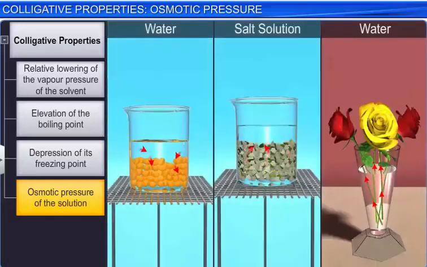All these processes have one thing in common. There was a flow of water molecules either to or from the substance. Secondly, all the substances were bound by membranes. This phenomenon is called osmosis.